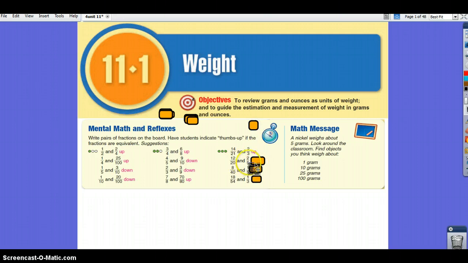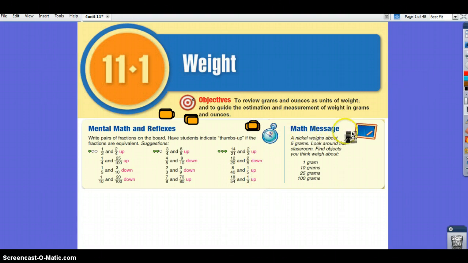12/20 and 2/5. 5 times 4 is 20, so 2 times 4 is 8. Thumbs down. They are not equivalent. 8/40 and 1/5. 5 times 8 is 40. 1 times 8 is 8. Thumbs up. They are equivalent. And the last one, 3. How does 3 become 54? Well, 3 times 18 is 54, and 1 times 18 is 18, so thumbs up once again.